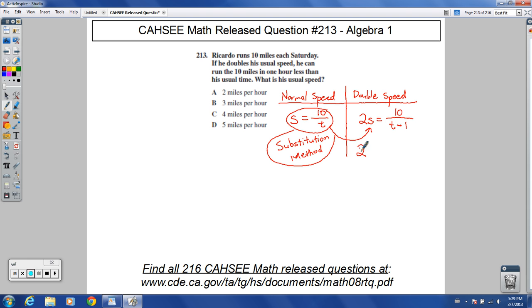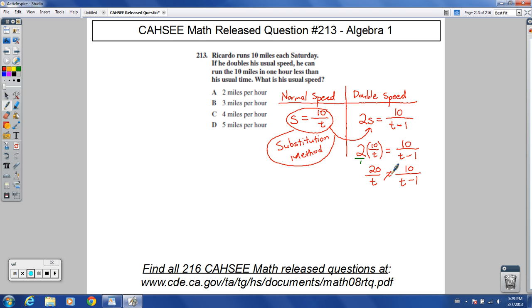So s equals 10 over t. I'm going to replace this with 10 over t then. And we still have t minus 1. I could make 2 a fraction by putting 2 over 1, and then I just multiply straight across. So I'd have 20 over t equals 10 over t minus 1.